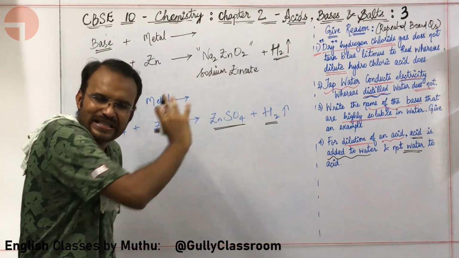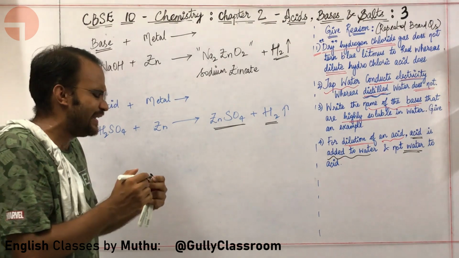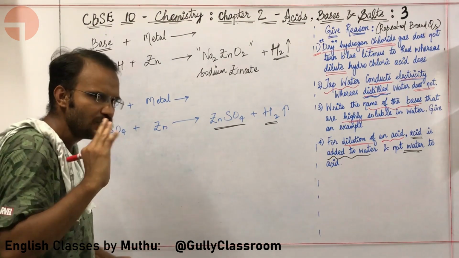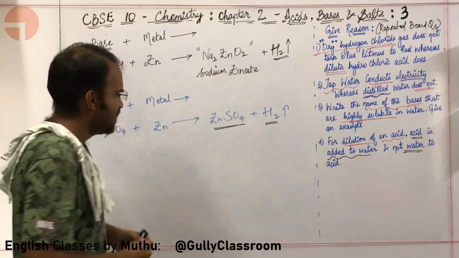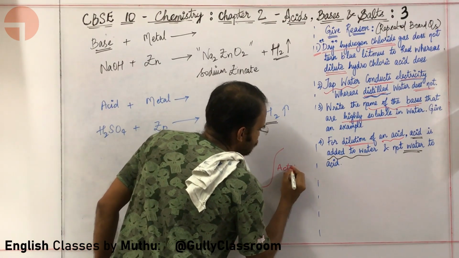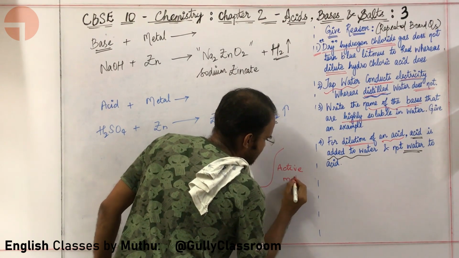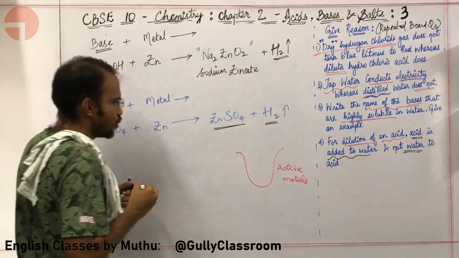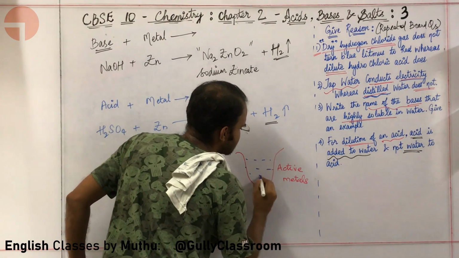Are you able to understand this particular idea? Okay, here they can ask you another question. What question, sir? You should never make vessels out of active metals. For what, sir? For storing acids or bases.